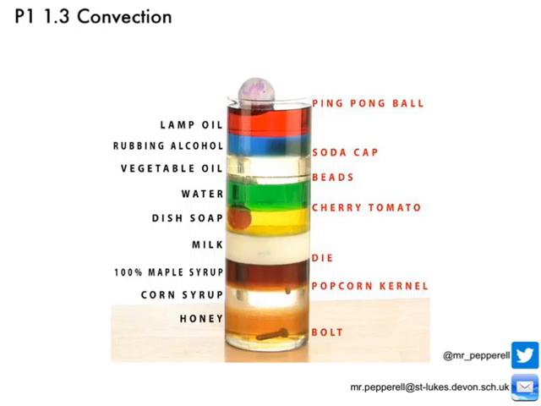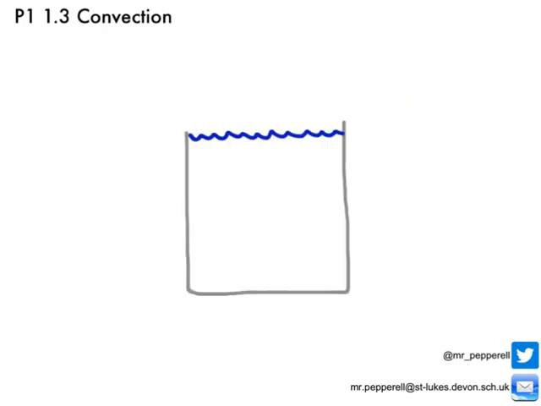It should be obvious to us really that more dense things like this metal bolt or the thick gloopy honey at the bottom of my jar are going to sink below the less dense, lighter things like the lamp oil at the top or the ping pong ball, which is full of air. We've all seen a dense, heavy stone sink below less dense water. So it's the difference in densities which allows our fluid, and therefore the energy it's carrying with it, to start to move about. So let's see what goes on here.